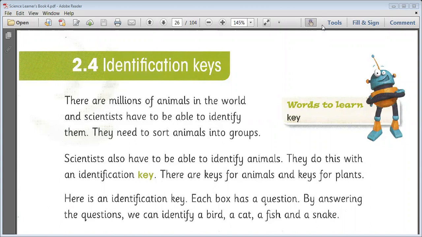Okay, now look at the screen. Today we are going to discuss identification keys. Before I start this lesson, I would like to remind you of some important points which we discussed in our last class. Our last class was about local habitat, woodland, right?